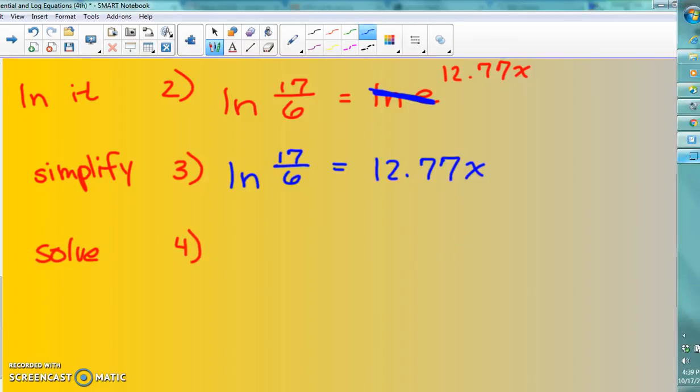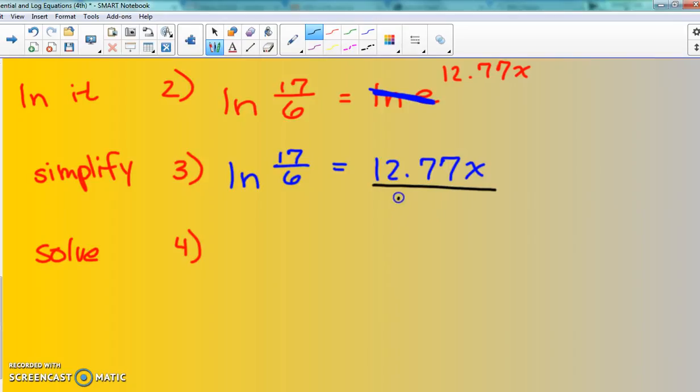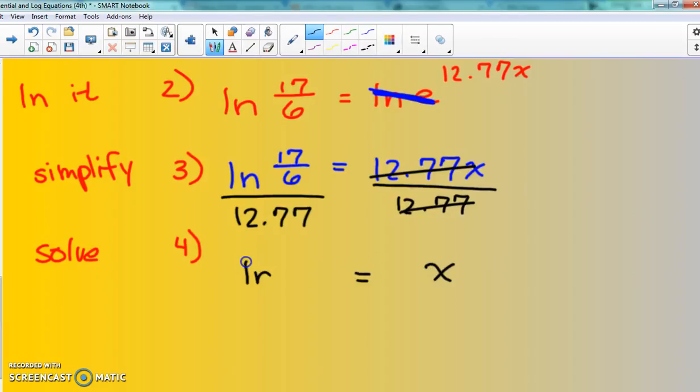So here we get x by itself, so we solve it, so we divide by 12.77 over 12.77. We get those to cancel out. We get x equals all that great number right there. So we need to go ahead and put this into the calculator so we can get a decimal number and be done with it.